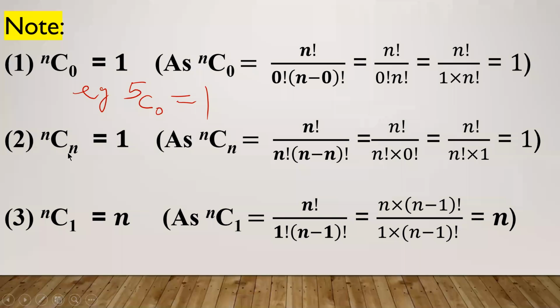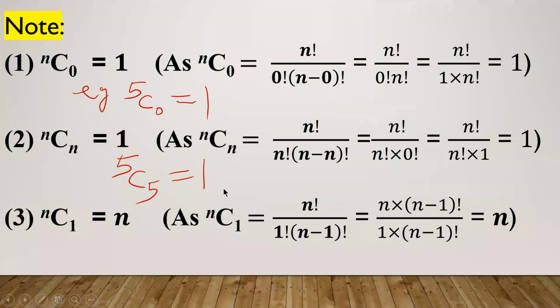What is nCn? It is also 1. How? nCn, apply the formula: n factorial divided by n factorial into (n minus n) factorial, that is 0 factorial. So again, when you simplify, you get 1. The meaning is, if out of 5, you are selecting all 5 and forming a committee, definitely there will be only one committee. If you apply the logic, you don't even have to calculate.